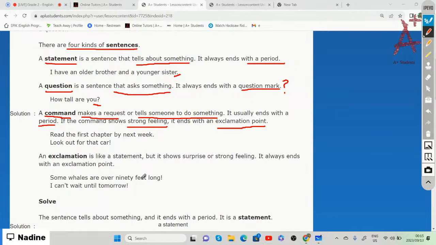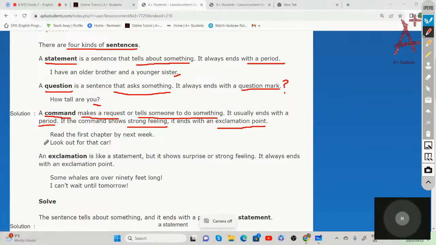But now, if the command shows strong feeling, then it ends with an exclamation point, right? And here we have an example. Look out for that car! So it's like they're telling you to look out for that car, but we are showing it with more strong feeling. So that is a command, where you are either making a request or you are telling someone to do something.